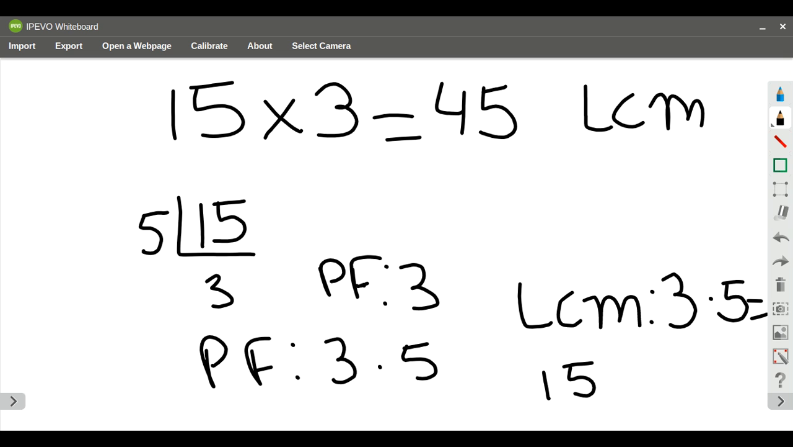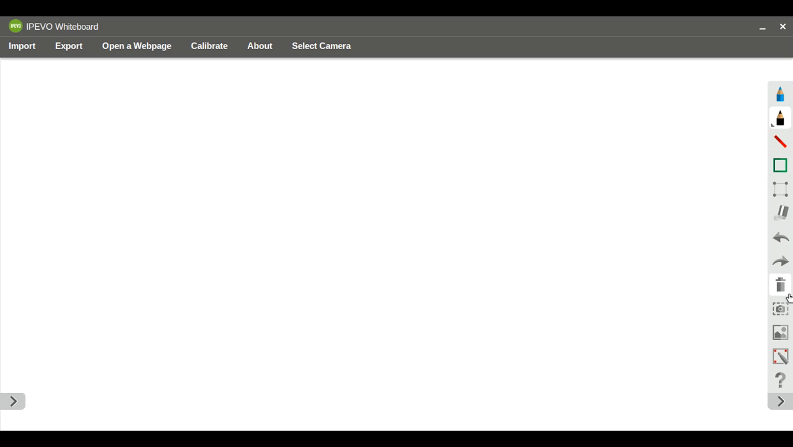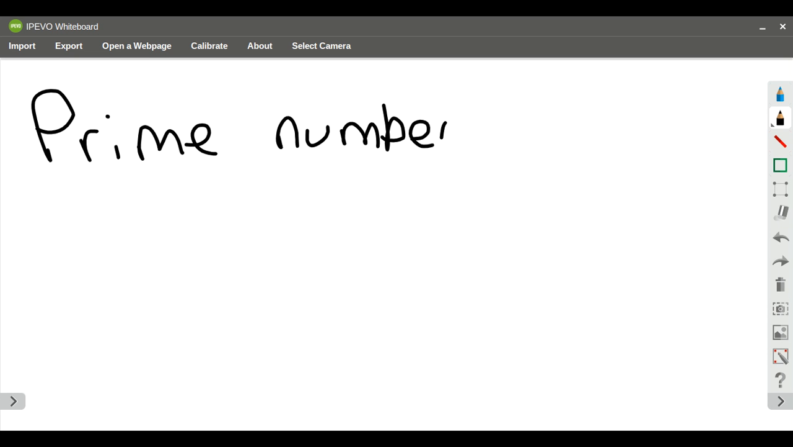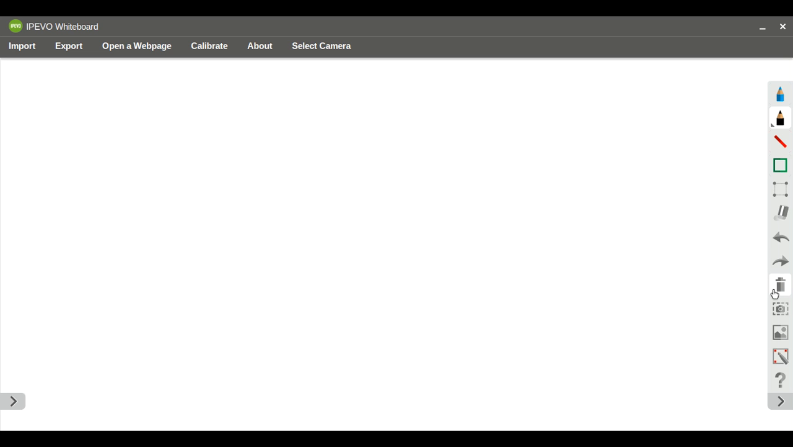So it's not always where I multiply two numbers together, because again, 3 was prime, 15 was not. So I can't just multiply them together and say, yep, that's the LCM. The only time I can multiply two values together is when they are prime numbers. If both values are prime numbers, that's the only way that I'm going to find the LCM, is to multiply them together.